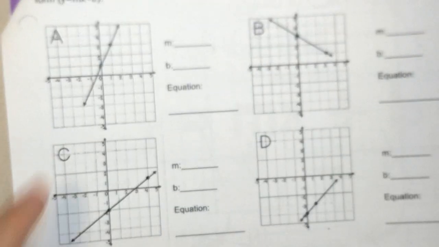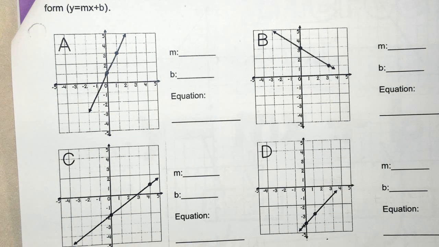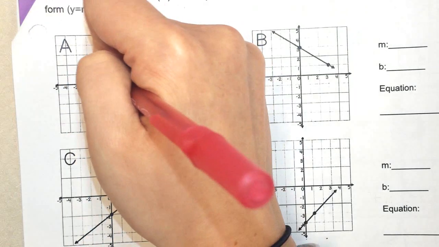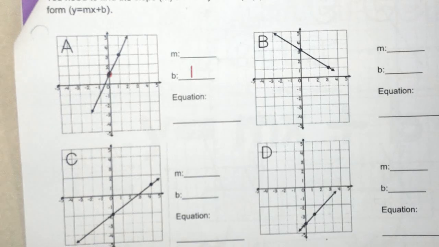So if we look at letter A, okay, what is my B value? Where did I begin? What is my y-intercept? Evelyn? 1. Right here, it's positive 1. Okay, right there. So B is 1.